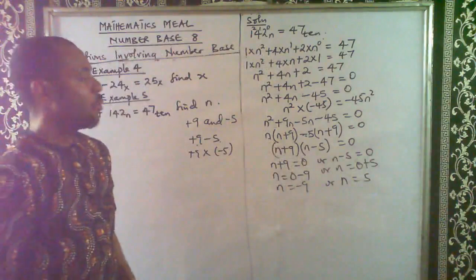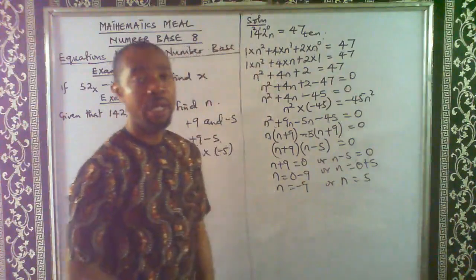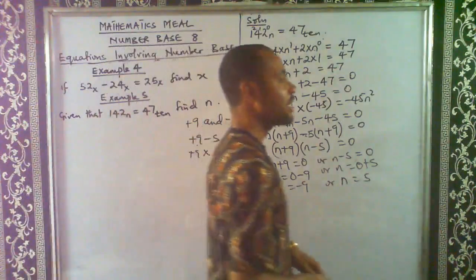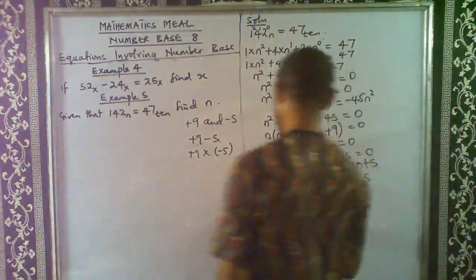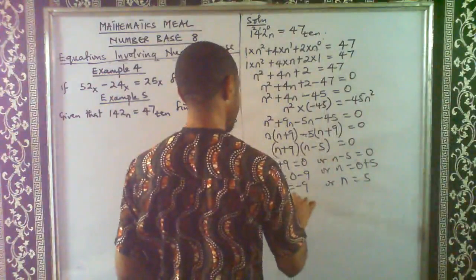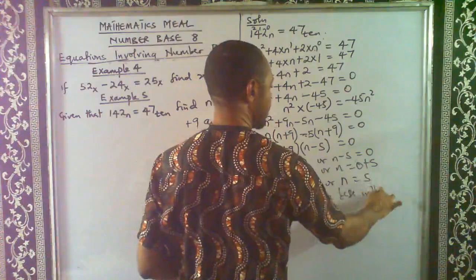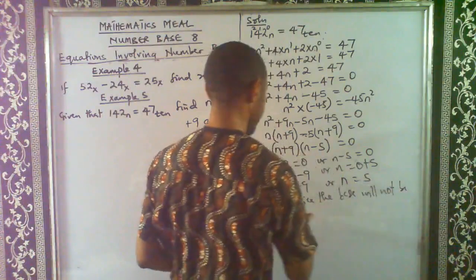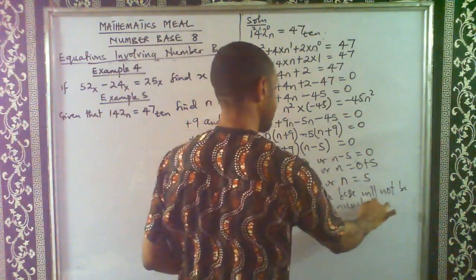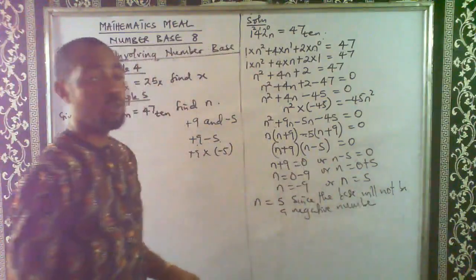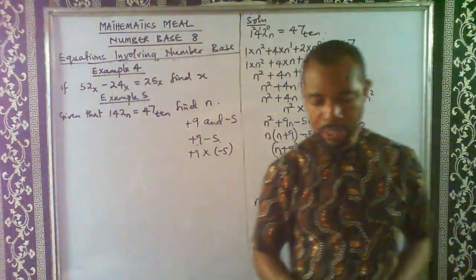Okay. So which one is the value? Is it 9? Is it minus 9 or 5? You remember that at the beginning, when we started this, we said that the base of a number cannot be negative. So the actual value is n equals 5, since the base will not be a negative number. So we don't have two answers here. What we have is just one answer. That's 5. Because of what? The base will not be a negative number.